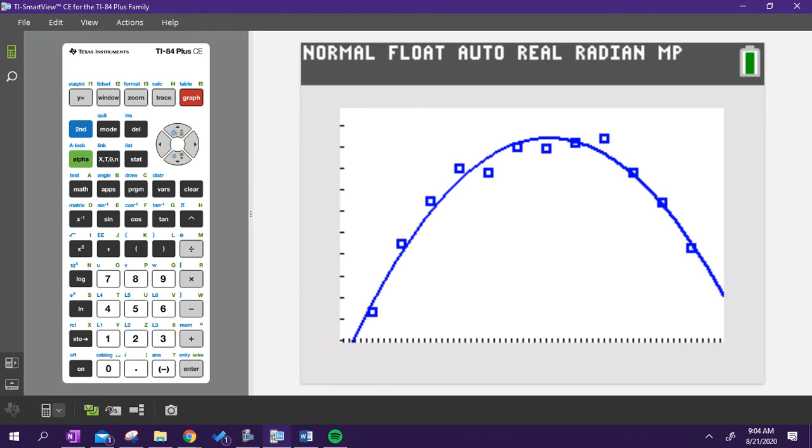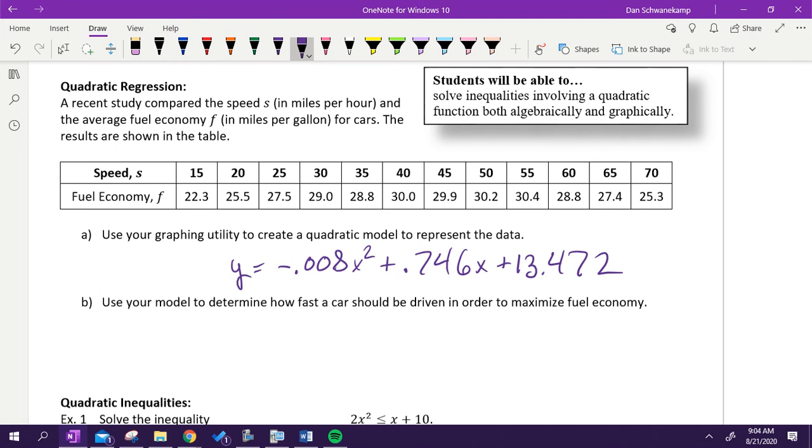All right. So we've got our model. Part B says use our model to determine how fast a car should be driven in order to maximize fuel economy.